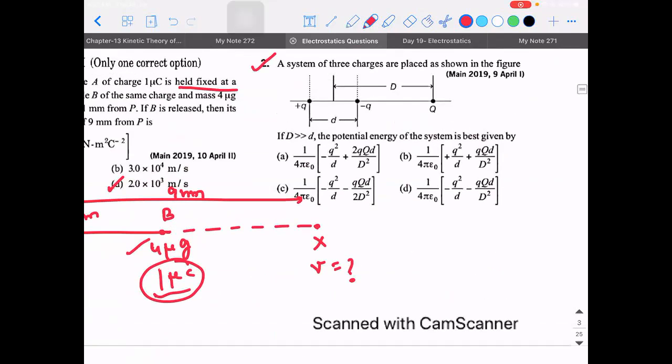Try this. So there is a system of 3 charges that are placed as shown in the figure. Small d is very much greater than capital D. The potential energy of the system is best given by the approximation. If the question is given by an approximation, it is not the accurate answer.